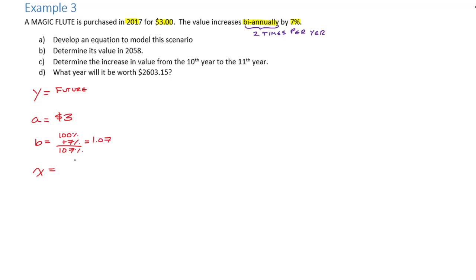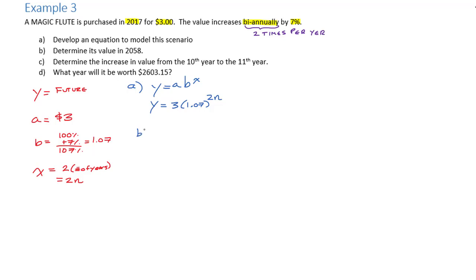Now, here's where we've got to be careful. We're not going to divide this time because it's twice per year. We're actually going to take the number of years, 2 times the number of years. So whatever those years are, 2 times the number of years. I'm just going to use n for the number of years, okay? 2 times n. So for part A, here's my formula. Y equals 3 times 1.07 to the power of 2n, where n represents the number of years and y represents the future amount. Okay, so let's solve some of these things.